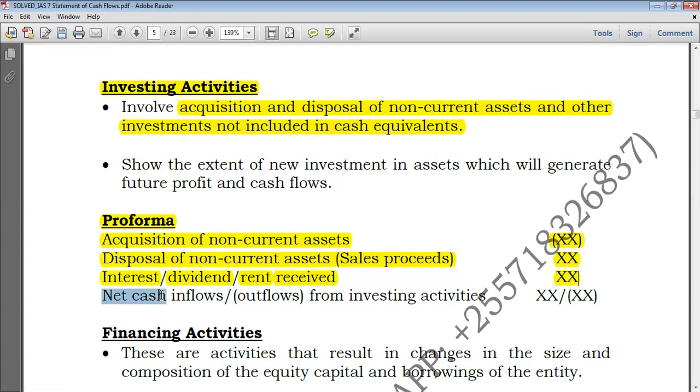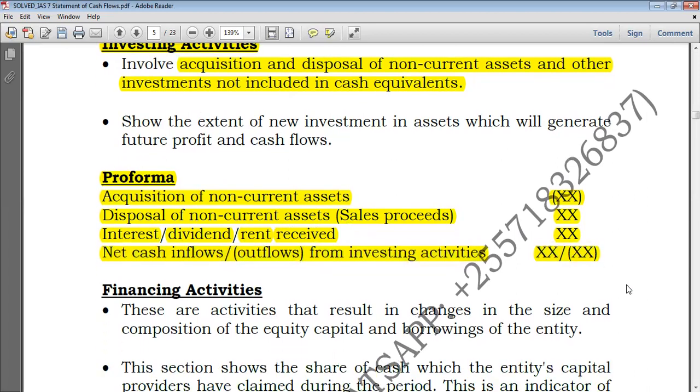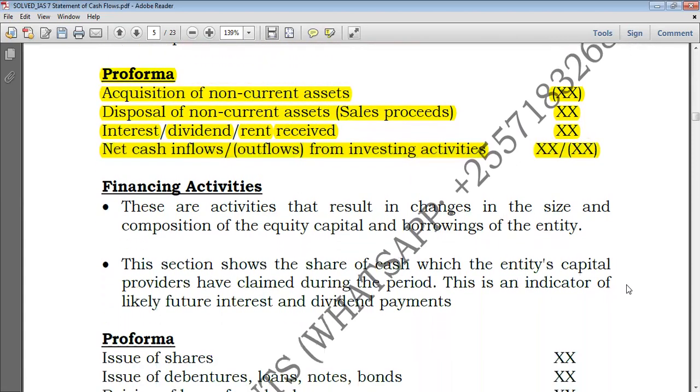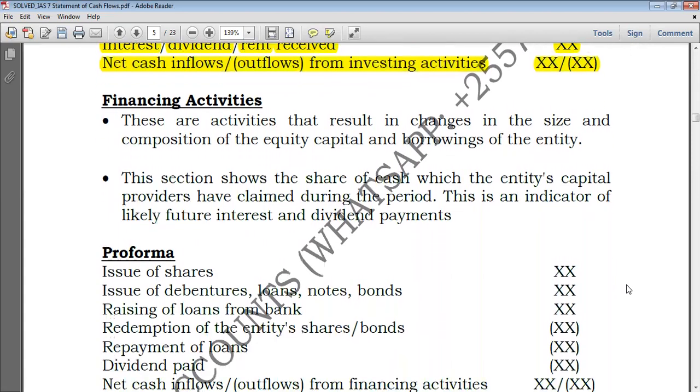And then down here, you would have the net cash inflows or outflows from investing activities. So if it's positive, we say inflow. If it's negative, we say outflow. Just like that, and everything becomes over. All right, now we can go to the other portion, financing activities. Note that for operating activities, you can go to the previous lecture. I explained it in depth, both for the direct and indirect method. All right, now let's go to the financing activities.